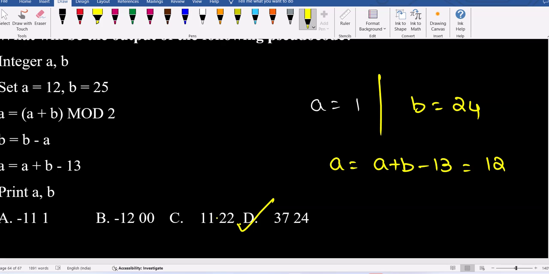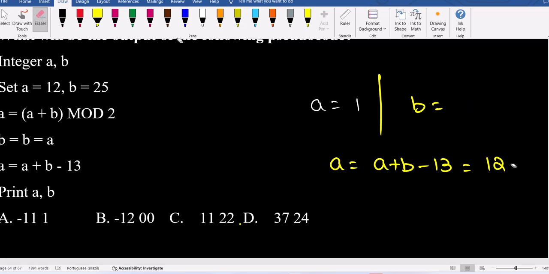Okay, if that is the case, fine. Then a equal to a plus b minus 13. So they may be thinking about 24 plus 12, 36 minus 13. No, that's not possible, right? So wait. Yeah, this next line will be b equal to a. B value is equal to a.